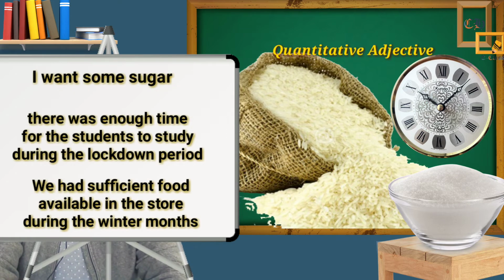I want some sugar. Here the word some is a quantitative adjective, which is telling us the quantity of sugar. And in the second sentence, enough is telling us about the time. And the word sufficient is also a quantitative adjective, which is telling us the quantity of food.